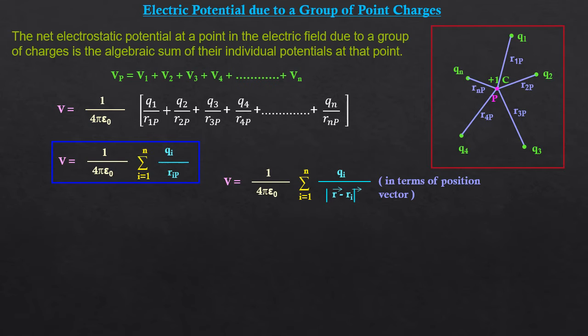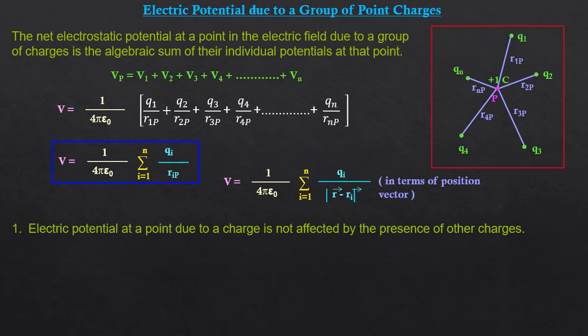You can see the advantages of electric potential over electric field intensity vector. Here we have to simply take the algebraic sum, but in case of electric field intensity, you have to apply the superposition principle or you have to add the individual electric field intensities vectorially. From these expressions, we can see that electric potential at a point due to a charge is not affected by the presence of other charges.